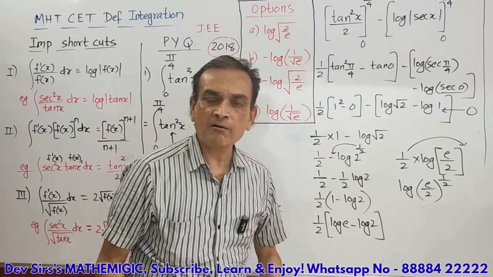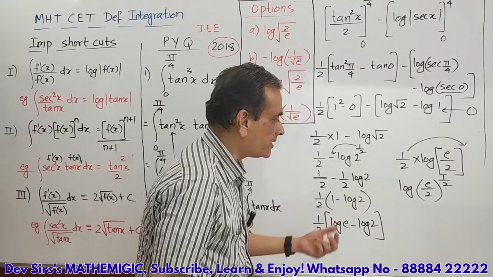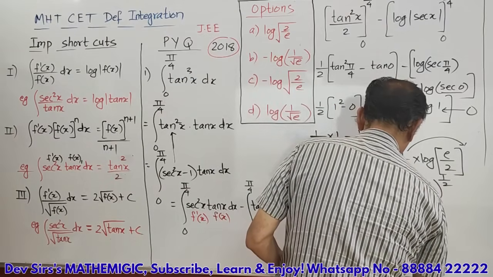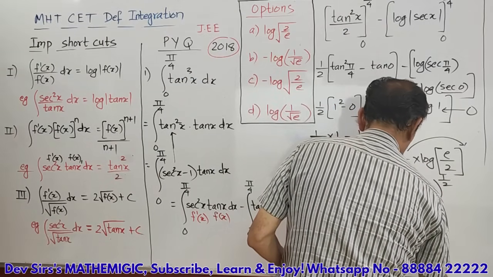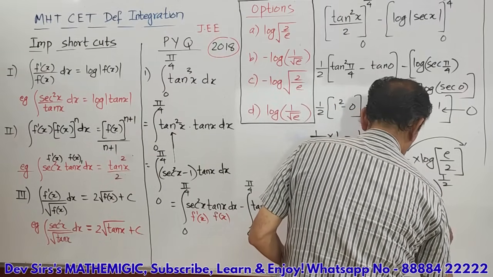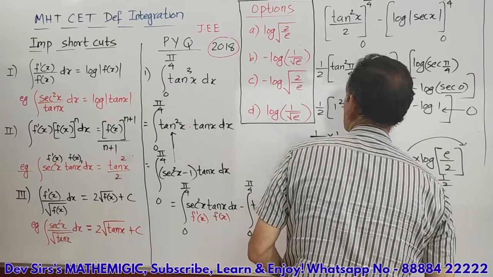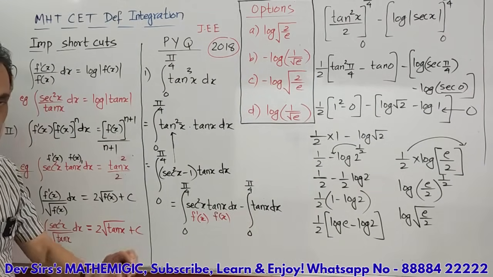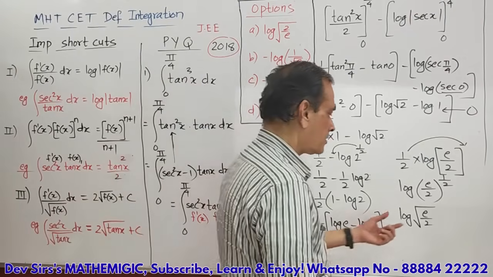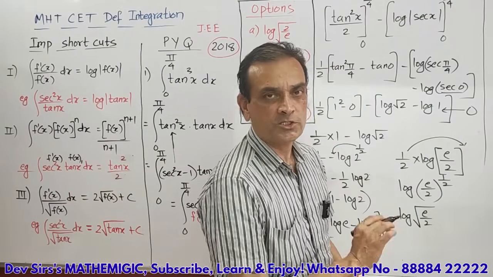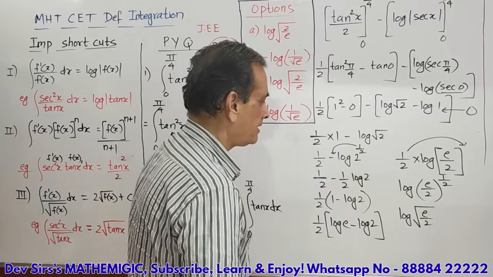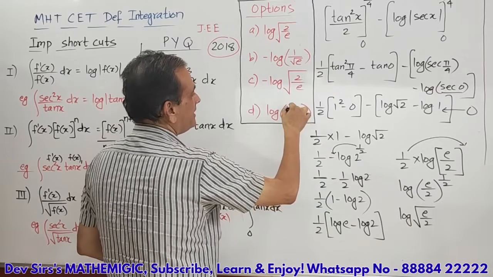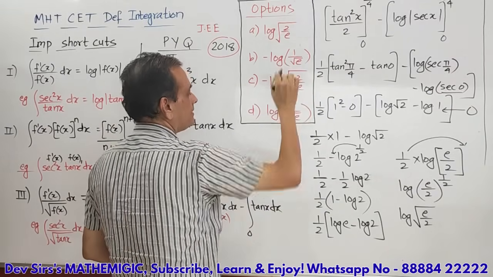What is x raised to half? Root x. So e by 2 raised to half कितना है? Root of e by 2. Okay, this is our answer that we have got. Let us check कौन सा ऑप्शन सिलेक्ट करेंगे. Unfortunately, e by 2 is not present anywhere.